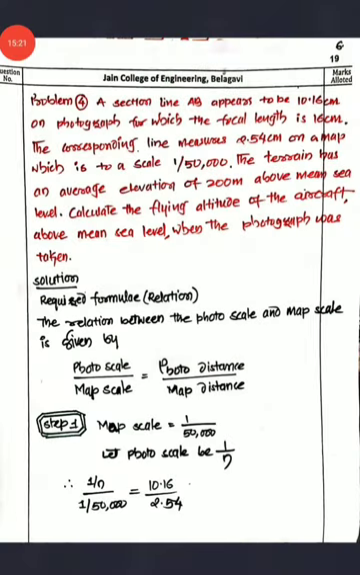Now if you read this problem, the last sentence says that you have to calculate the altitude of the aircraft above mean sea level. It means you are supposed to determine the capital H. Now it will be very easy. You just have to understand the problem. They have taken a photograph and they have got the details.